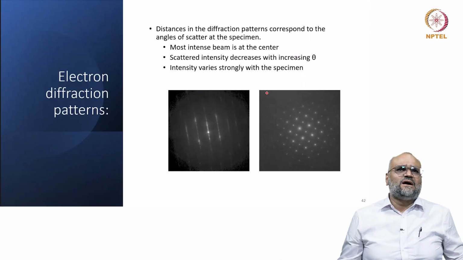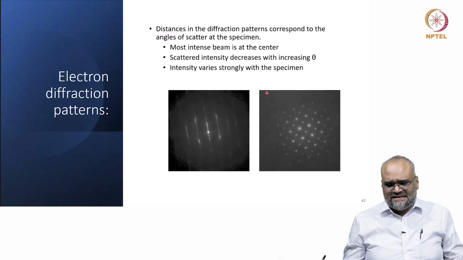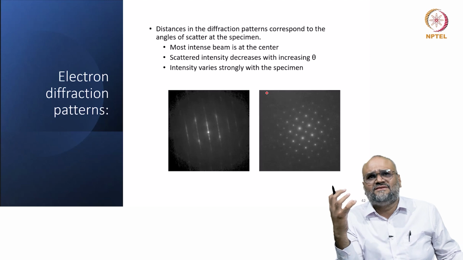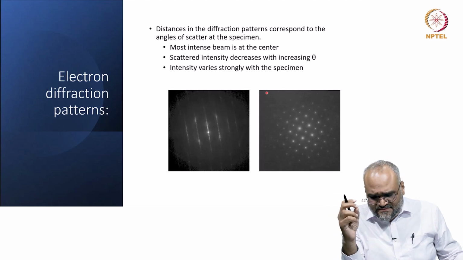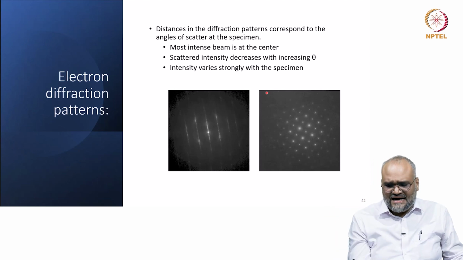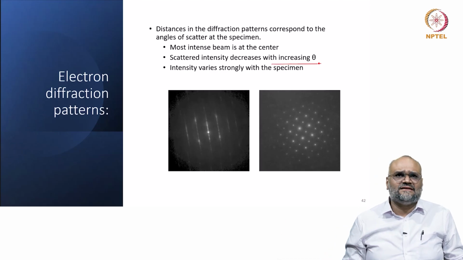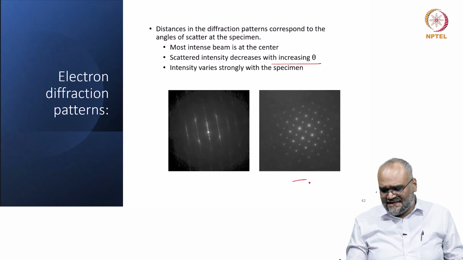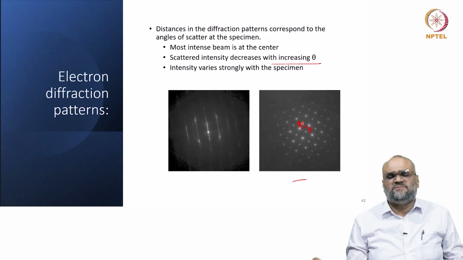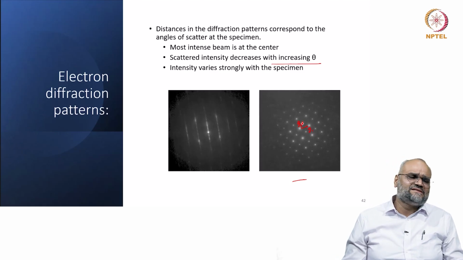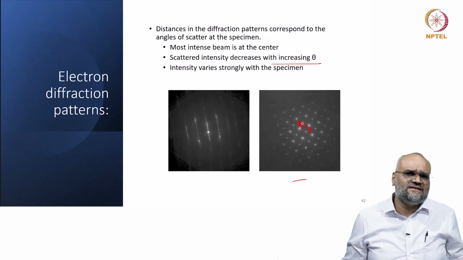So this is what happens in an electron diffraction pattern. And if I look at an electron diffraction pattern, the distances in diffraction pattern correspond to the angles of scatter. The most intense beam is at the center, and the scattering intensity decreases with increasing angle of scatter. The intensity varies strongly within the specimen, and there are specific methodologies with which I can start indexing these reciprocal lattice vectors, and from this I get the crystallographic information on the specimen.